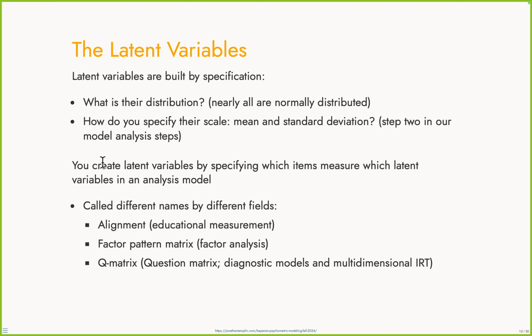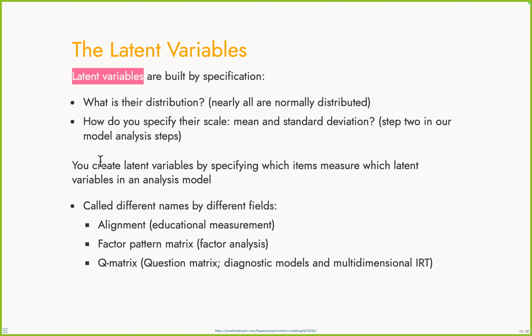Next, you create latent variables by specifying which items measure which latent variables in the analysis model. So what happens next is you're building this conspiracy theory scale. You say, I think there's 2 versions of conspiracy theories: one that involves the government and one that involves evil people. So I might have 2 latent variables.